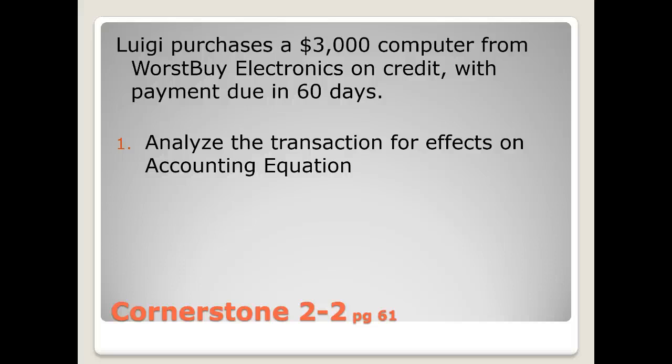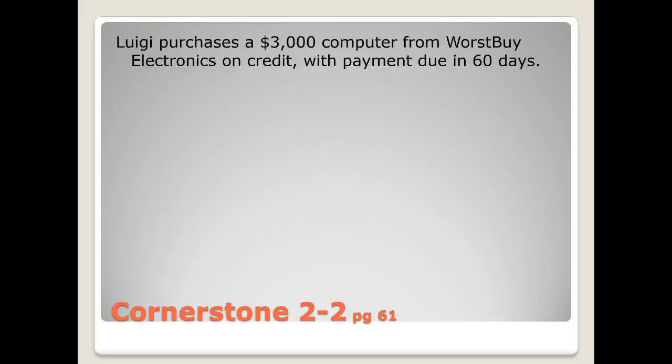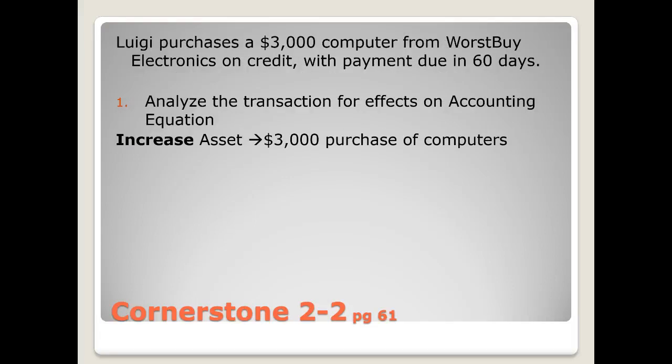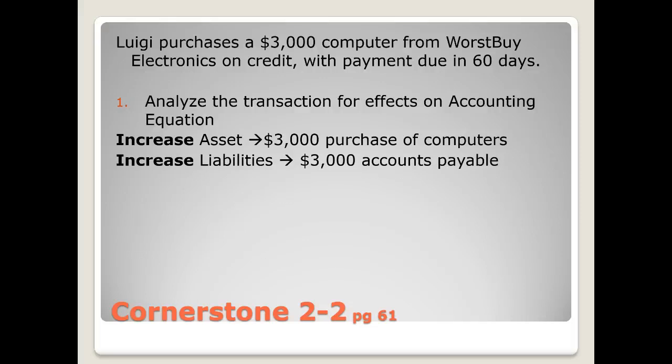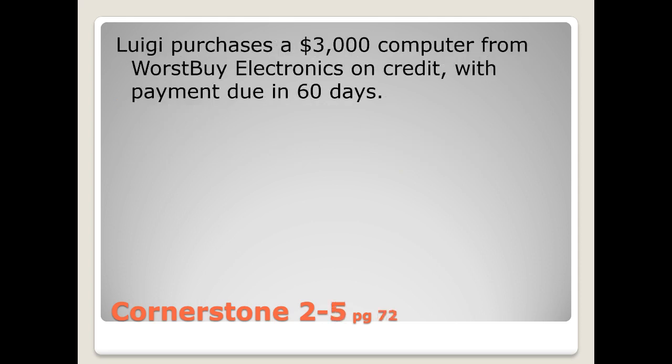Did he pay cash for it? No, he didn't. So he didn't decrease his cash account, which is an asset account. But he must owe something now, right? He has a liability. He now owes Worst Buy Electronics within 60 days that full $3,000. So we would say there was an increase in an asset account, a $3,000 purchase of computers, and there's an increase in liabilities. It's a $3,000 accounts payable liability. Because it's due within 60 days, it's not a long-term liability, so we call it accounts payable.